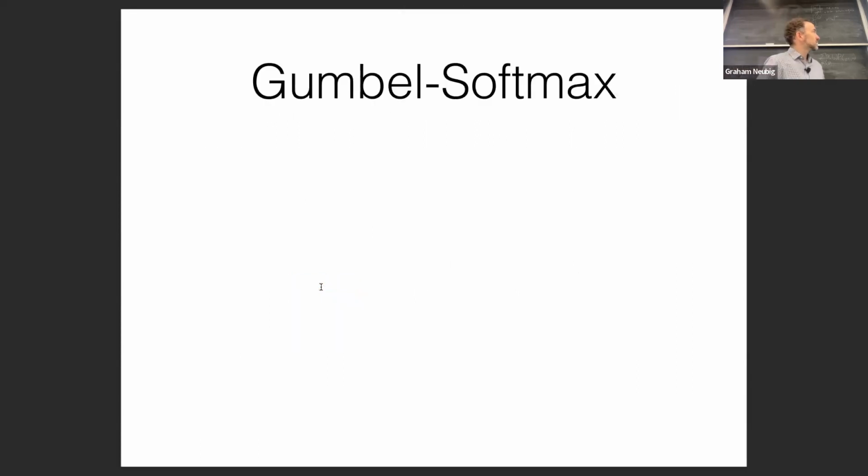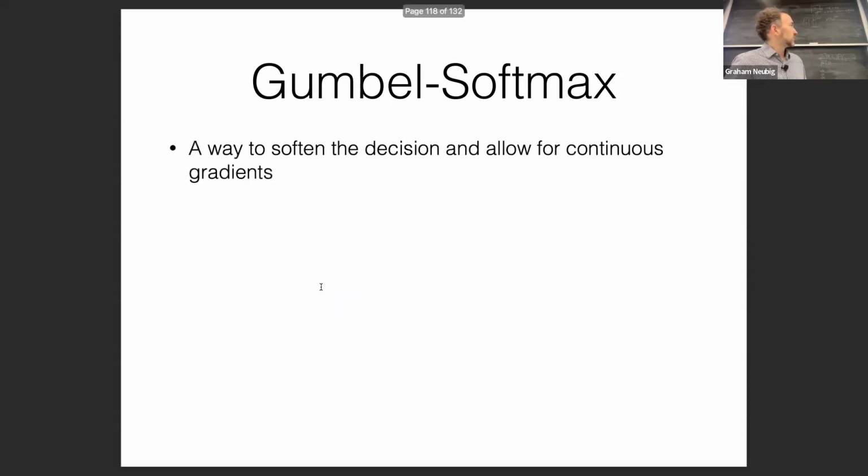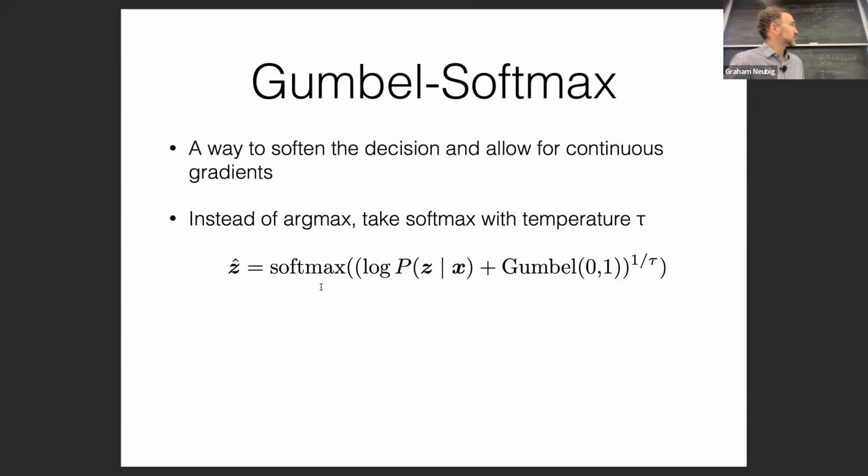Because of this, there's an approximation to the Gumbel argmax, which is called the Gumbel Softmax. This is a way to soften the decision and allow for continuous gradients. And it's as simple as this. Instead of the argmax, we take the softmax. In addition, we have this temperature term tau here, which allows us to essentially make the distribution more or less peaky.